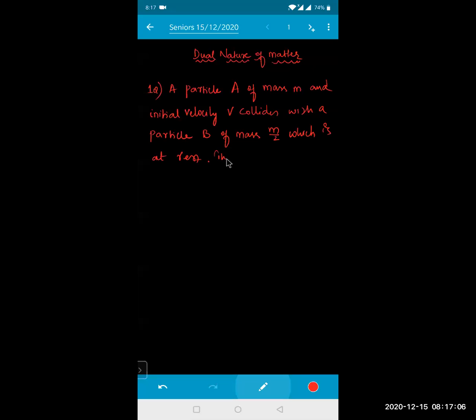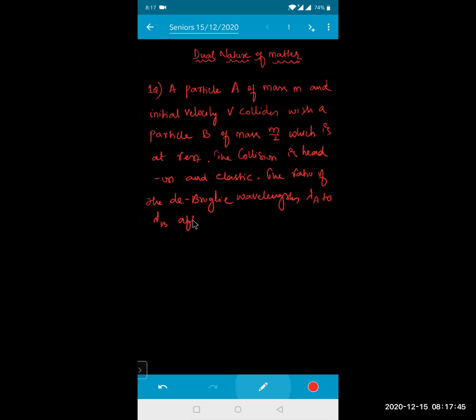The collision is head-on and elastic. So the ratio of the de Broglie wavelengths, lambda A to lambda B after collision, is?